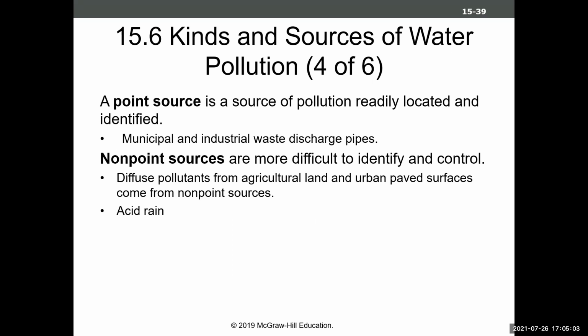Other kinds of pollution sources are, say, point source pollution. So point source pollution is where you actually have like a pipe that is discharging waste into the water, the river, the stream. Non-point sources are much more difficult to identify because these are things like acid rain or pollutants from agricultural land or runoff of paved surfaces that don't come from a pipe source, that aren't directly discharging into a water or aquatic area out of an obvious pipe or obvious transportation system.